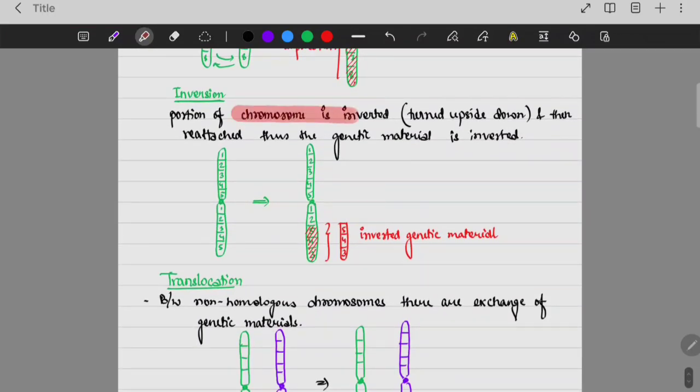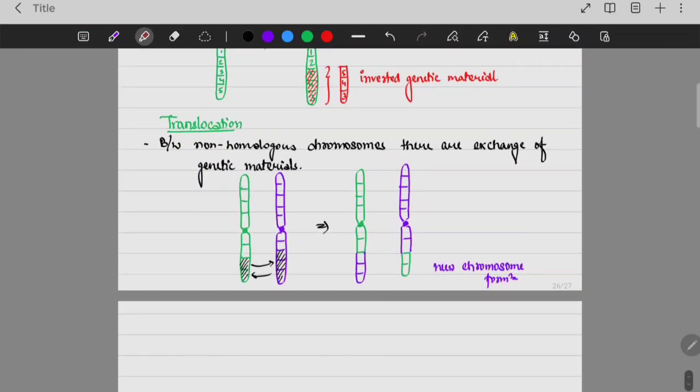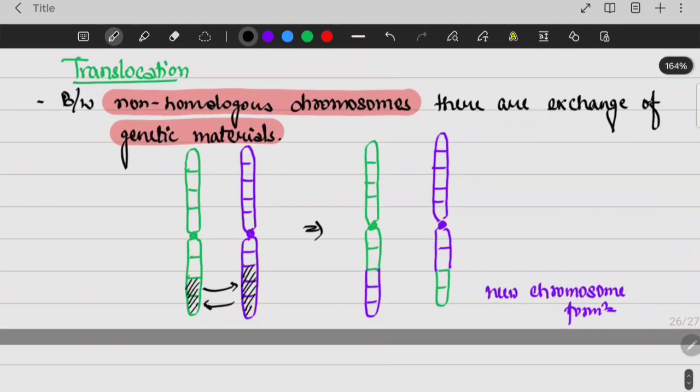Inversion: a portion of a chromosome is inverted. And translocation is the exchange of genetic material between non-homologous chromosomes by crossing over. Okay. Now the gene mutations.